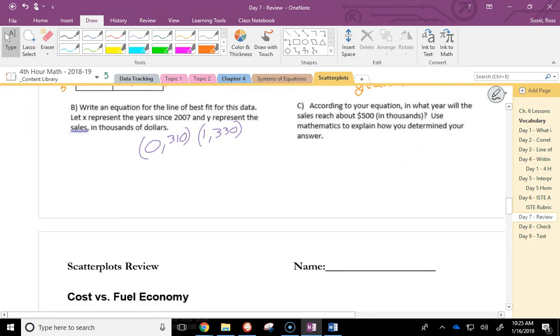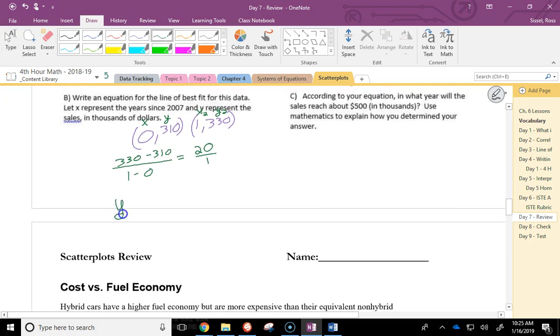We have to find our slope. So, x1, y1, x2, y2. 330 minus 310 over 1 minus 0. What is my slope? It would be 1. Wait, 40 over 2. No, wait, it's different numbers. 20 over, not 0, over 1. 1 minus 0 is still 1. So my slope is 20. Just 20.